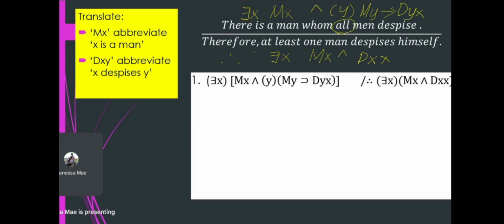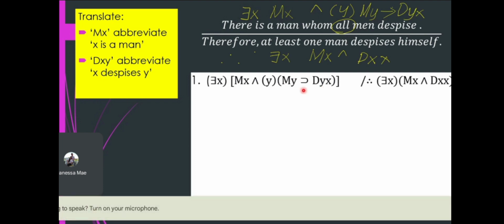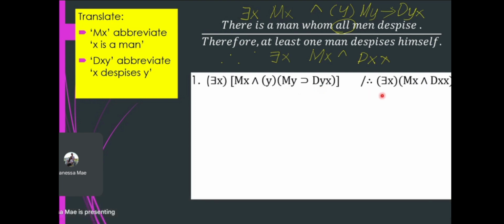Okay, so our complete premise and conclusion will be: there is a man whom all men despise. Therefore, at least one man despises himself. So from this sentence form of our argument, we translated it using symbols.